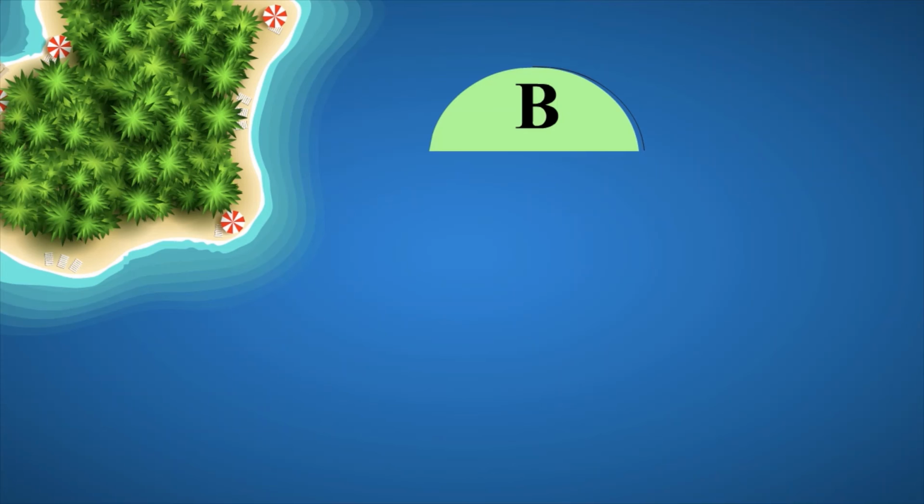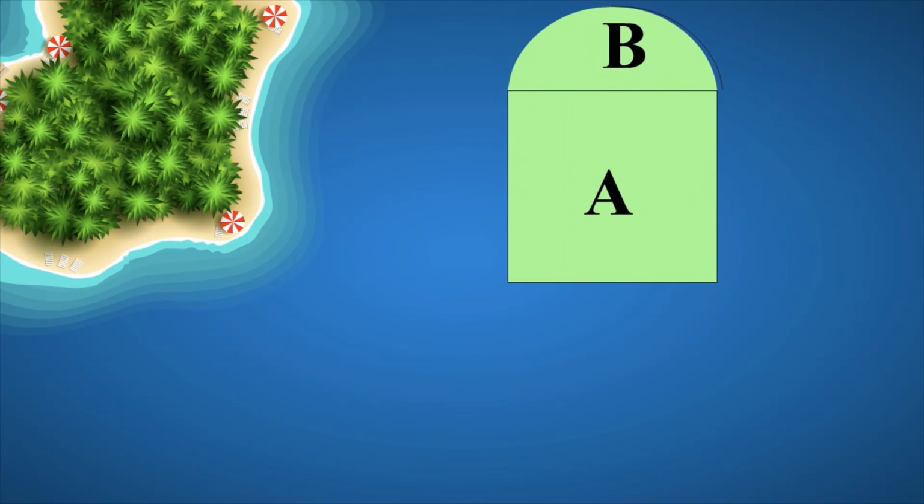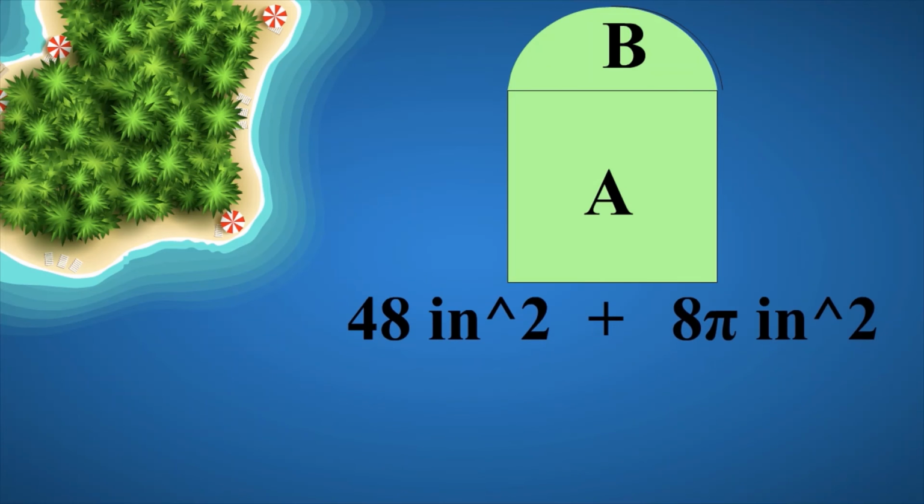Okay, now let's put this shape back together into one piece and get our total area of the compound shape. And to do that, we're going to do what we did last time. We're just going to add them. 48 inches squared plus 8 pi inches squared. If you plug this into a calculator, you should get 73.13 inches squared.